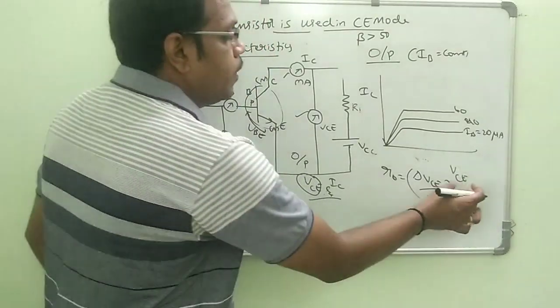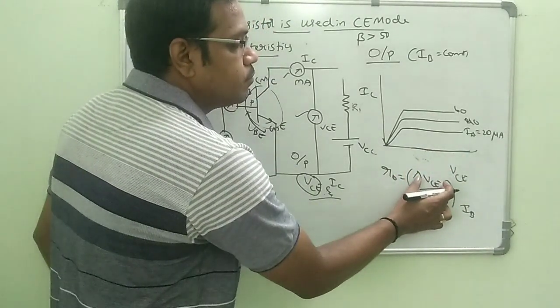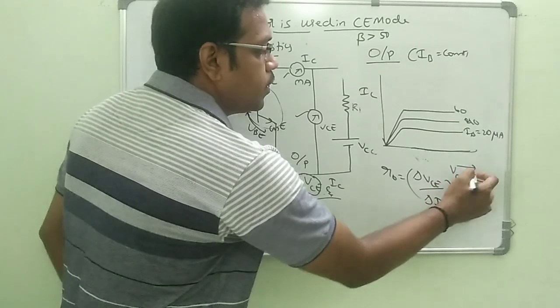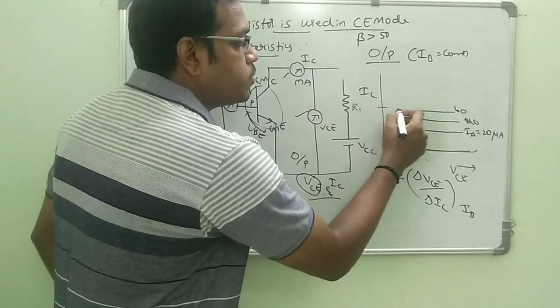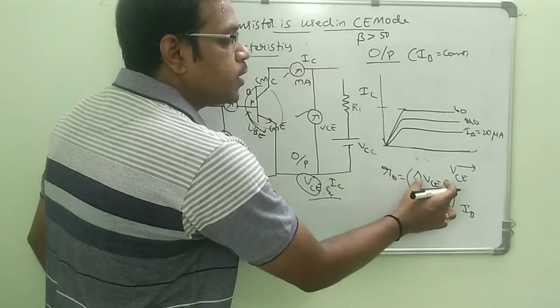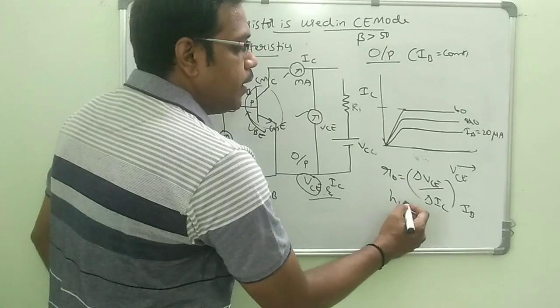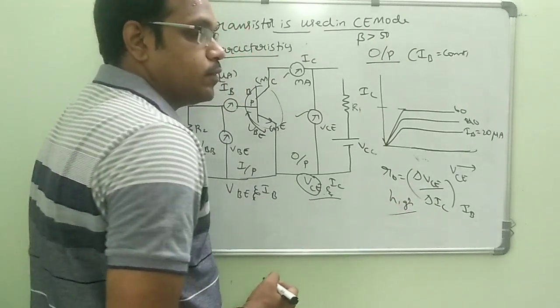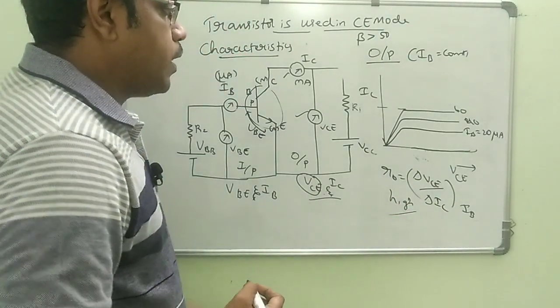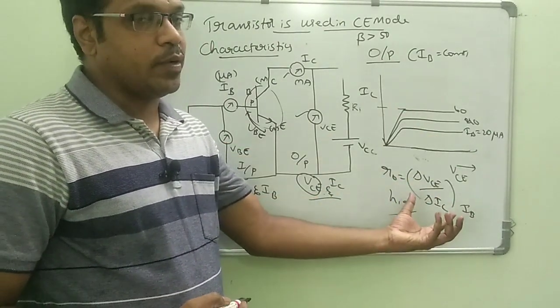You see, as VCE goes on increasing, the numerator is bigger, but in the IC we see only slight changes. So the numerator is bigger and the denominator is smaller, so you will get a high resistance. Like this we can get the formula. Just by using this graph you can find the slope for this one.